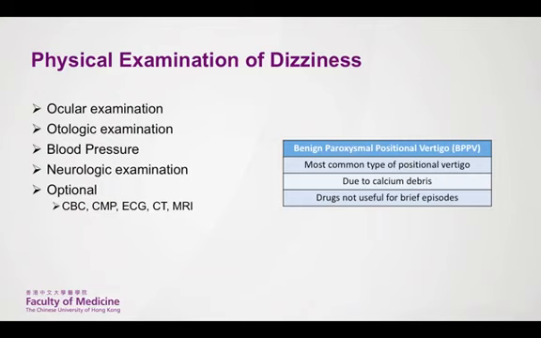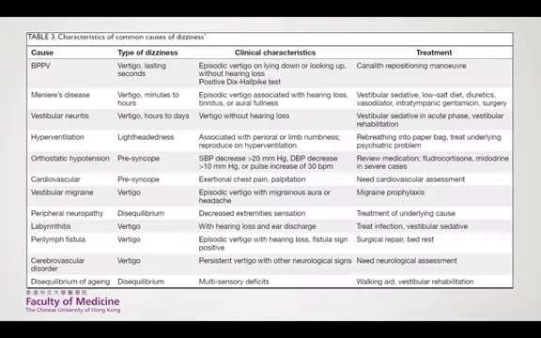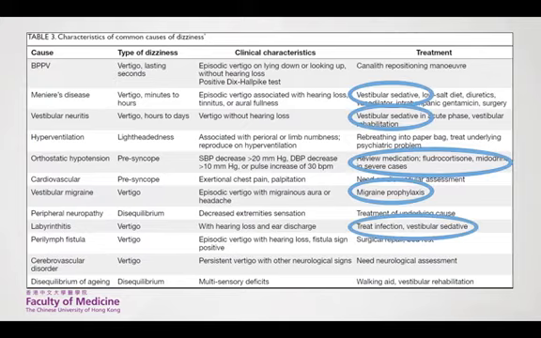BPPV, or benign paroxysmal positional vertigo, is the most common cause of positional vertigo. However, drugs are generally not useful for this form of vertigo, and physical rehabilitation is the appropriate treatment. In fact, you can see many of the several types of vertigo do not require any medication therapy. However, many still do. As you can see, the diagnosis of dizziness is very complex, and you will not be expected to memorize this table.